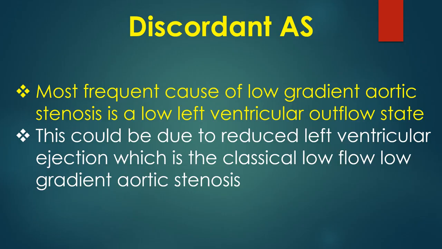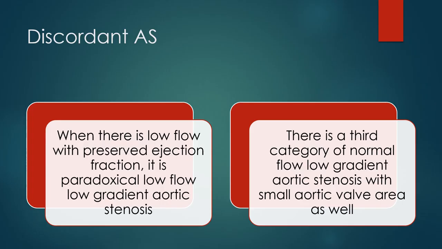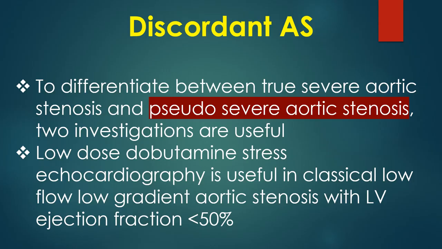This could be due to reduced left ventricular ejection, which is the classical low flow, low gradient aortic stenosis. When there is low flow with preserved ejection fraction, it is paradoxical low flow, low gradient aortic stenosis. There is a third category of normal flow, low gradient aortic stenosis with small aortic valve area as well. To differentiate between true severe aortic stenosis and pseudo severe aortic stenosis, two investigations are useful.